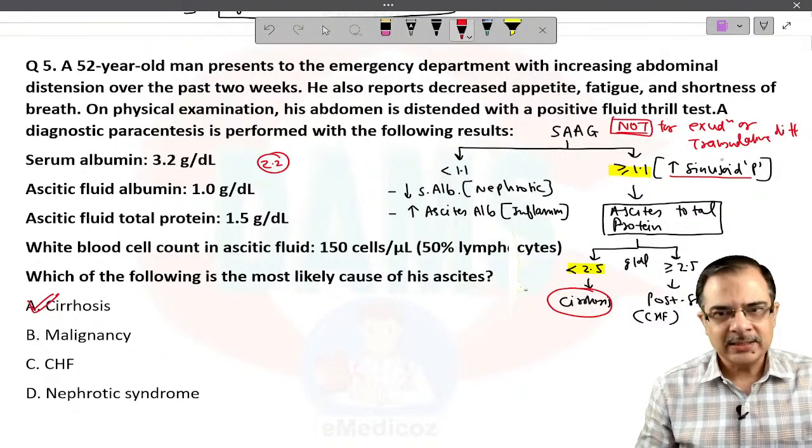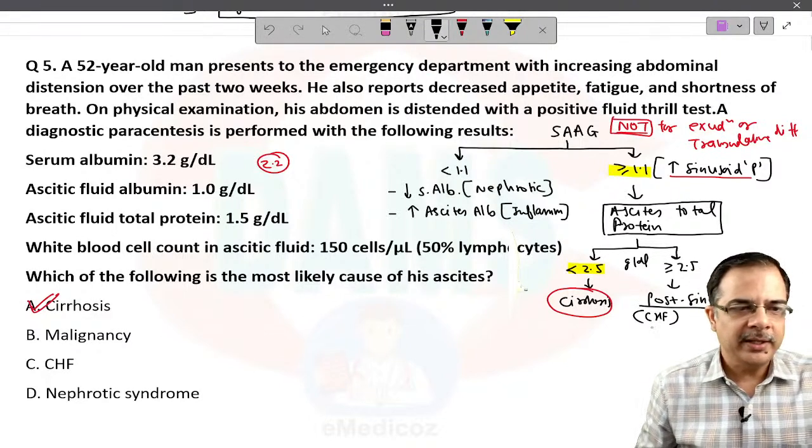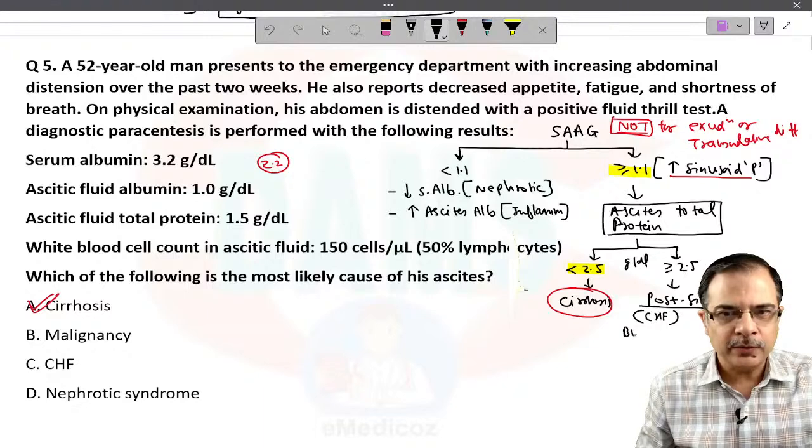Post-sinusoidal means it is CHF or Budd-Chiari syndrome.